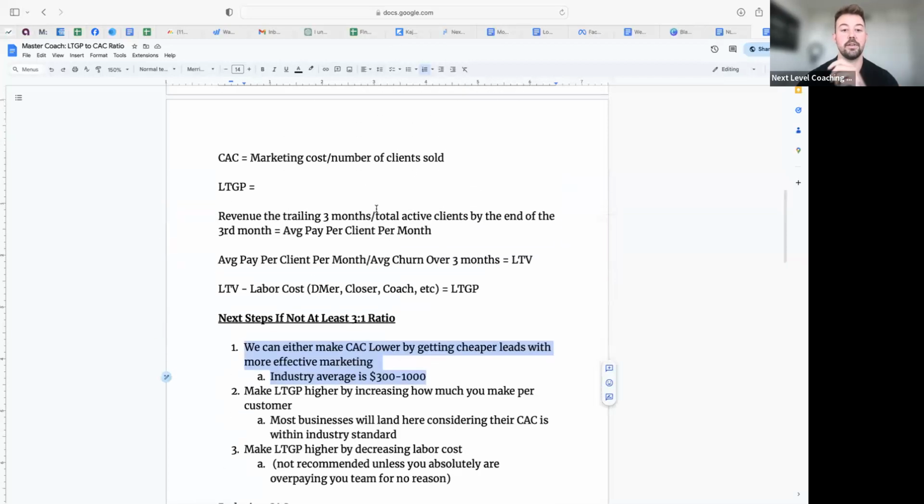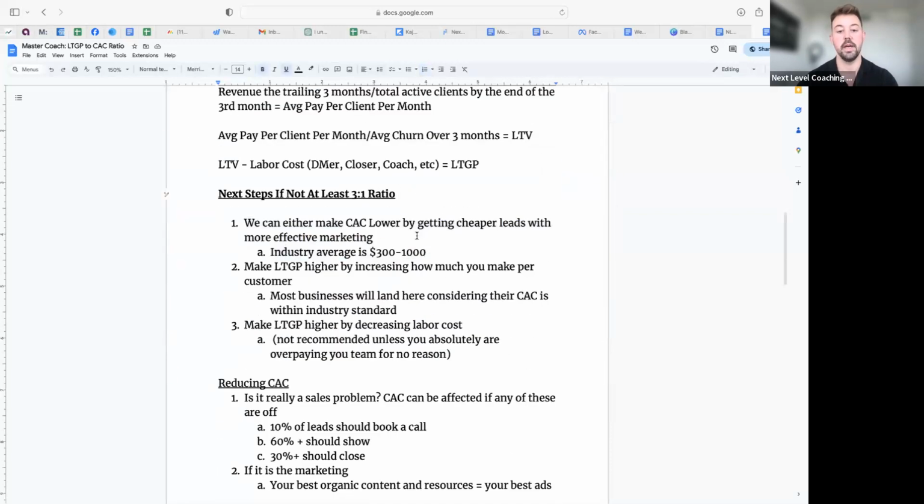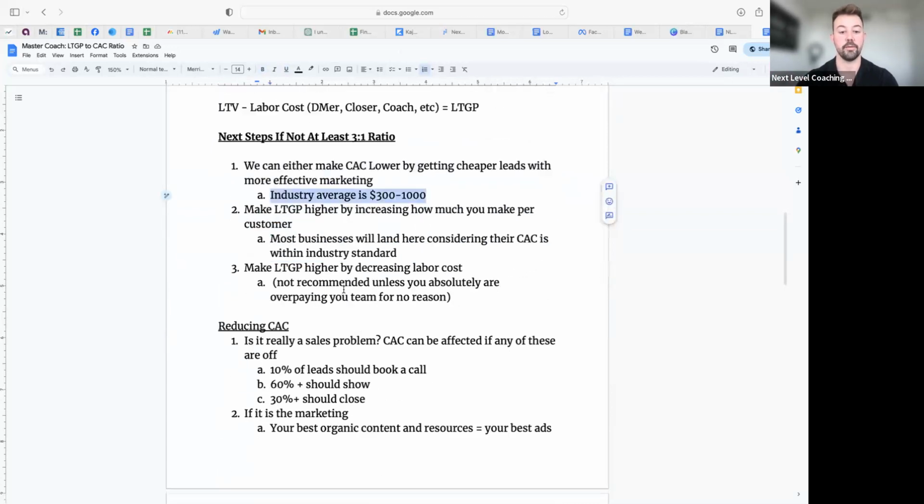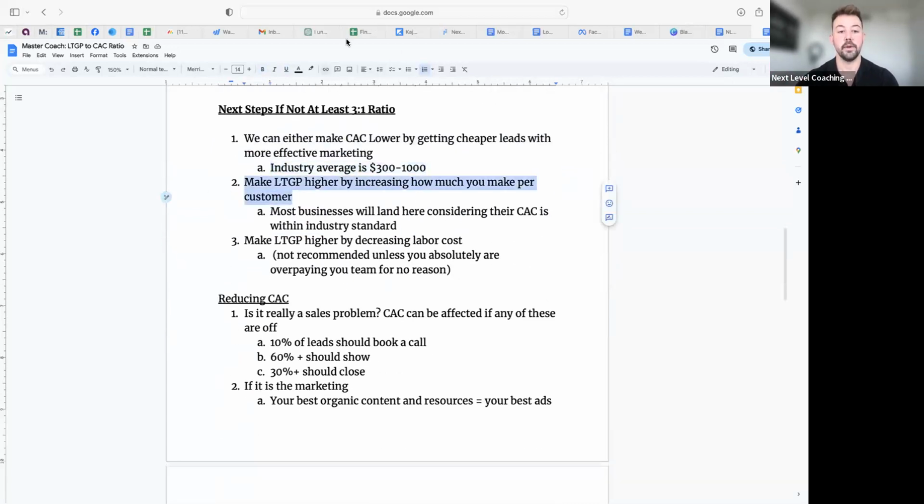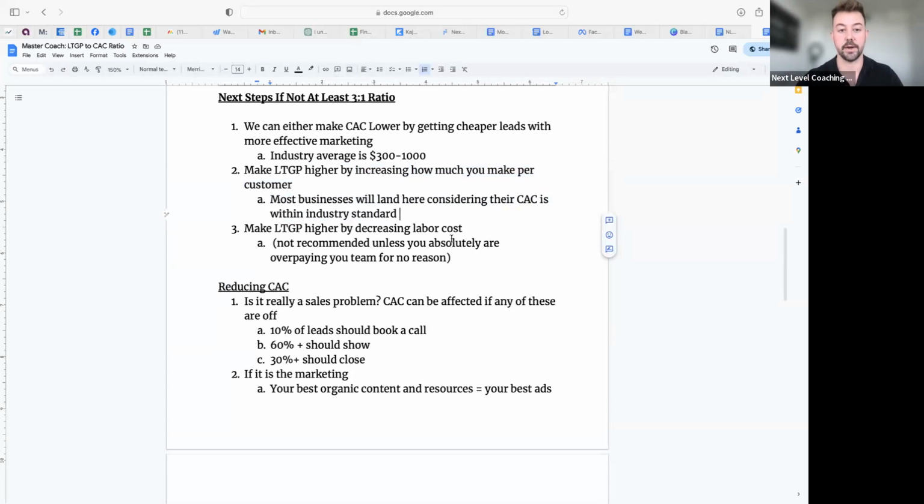All right, so when we did the cost of acquisition equation, your marketing cost divided by your total number of clients sold, if that fell within $300 to $1,000, then cost of acquisition is not your problem. If your ratio is below 3-to-1, cost of acquisition was not your problem. So we can X that one off completely if you fall within this industry average. The second thing we could do is make lifetime gross profit higher by increasing how much you make per customer. Most businesses are going to land here considering that their CAC is within industry standard. I'm assuming that most of y'all have a cost of acquisition that's within industry standard.